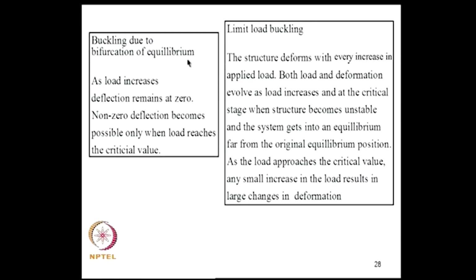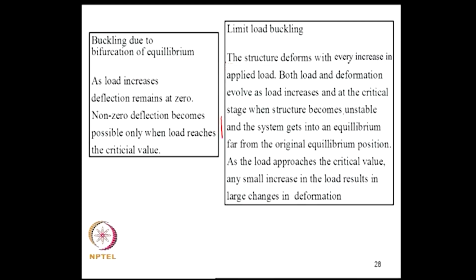In buckling due to bifurcation of equilibrium, as load increases, the deflection remains at 0. Non-zero deflection becomes possible only when load reaches the critical value. Till that time there is no deflection. Whereas in limit load buckling, the structure deforms with every increase in applied load. Both load and deformation evolve as load increases, and at the critical stage the structure becomes unstable and the system gets into an equilibrium far away from the original equilibrium position.